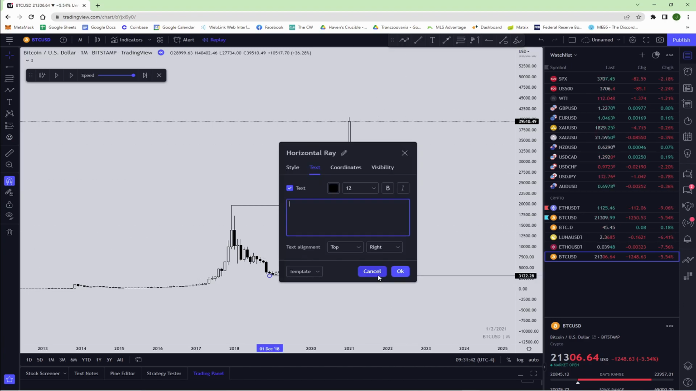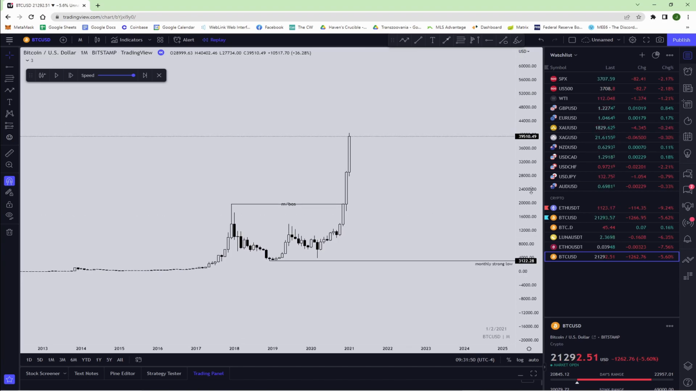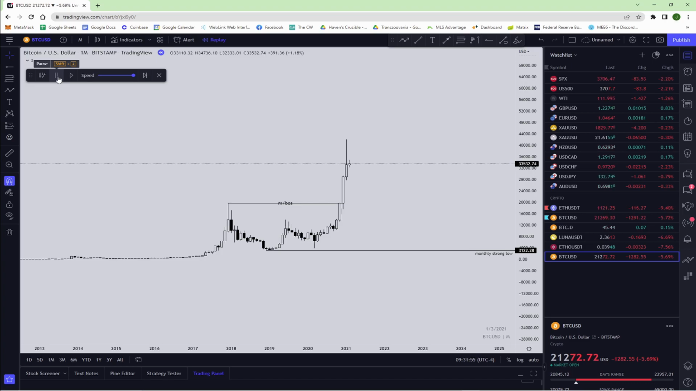Monthly strong low. We don't know what the high is yet because we don't have a pullback yet. So let's go ahead and hit play. Let this develop. When you're looking at pullbacks, there's another thing to keep in mind. We're looking at candle closure for pullbacks.